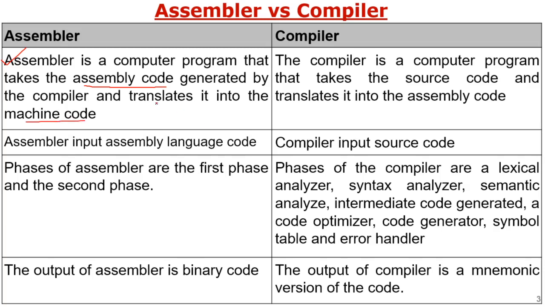Assembly language code or assembly type of programming is needed for an assembler, and the compiler is a computer program that takes the source code and translates it. The source code is mostly in a high level language, and it is translated into the assembly language. The assembler input is assembly language code, it is a compulsory part, but the compiler input is source code, it can be in a high level language, or another user defined or user understandable language.